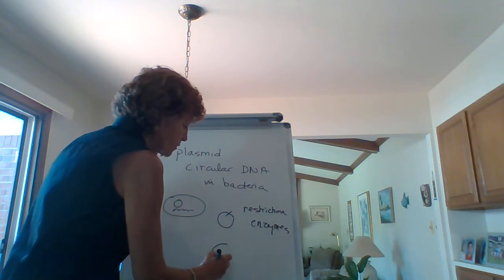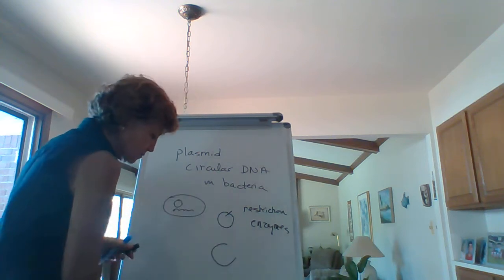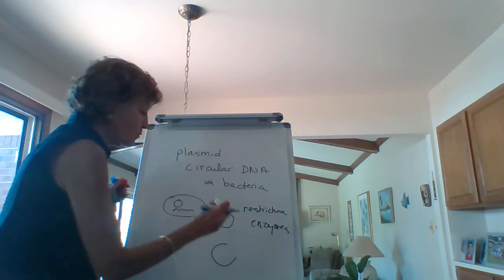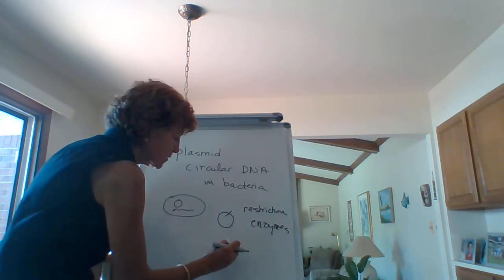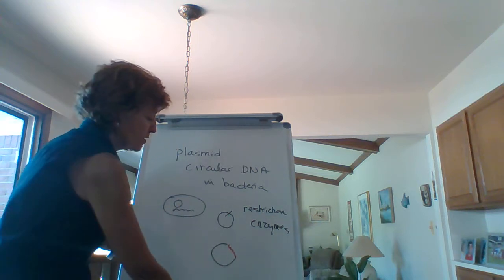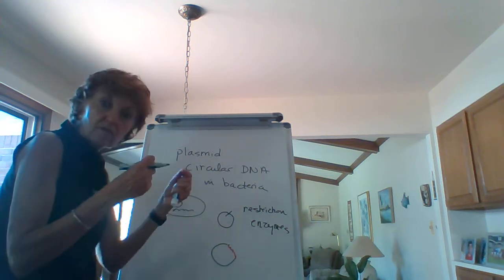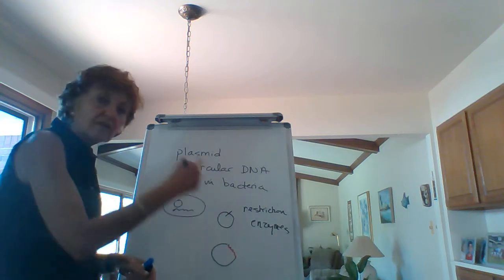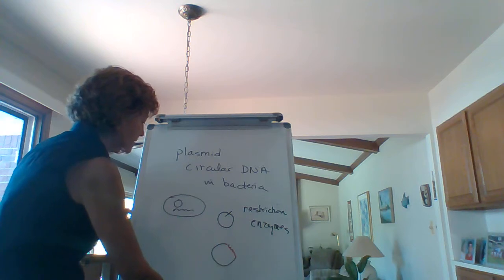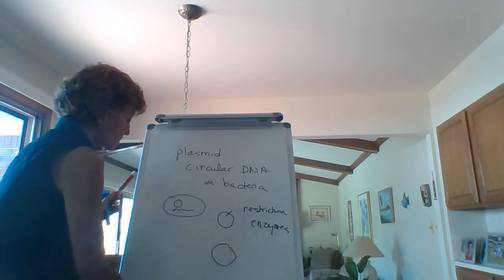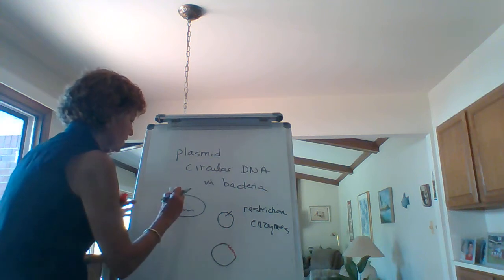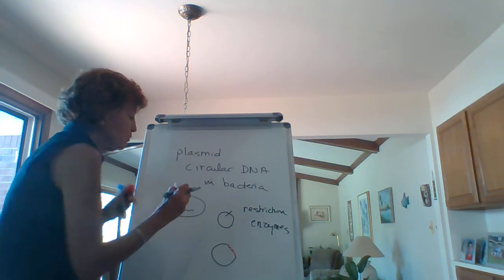So now we have a cut plasmid, and now we're going to insert, and this plasmid is DNA. Remember, we're going to insert this foreign DNA in red, okay? Insert the foreign DNA, and then seal it, ligate it, and then stick it back into the bacteria. So this goes back into the bacteria, and let's say here it is. Here we go.